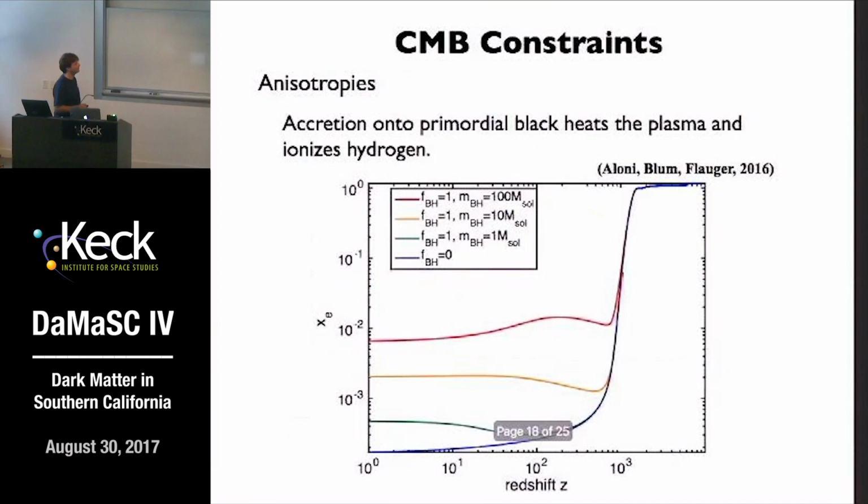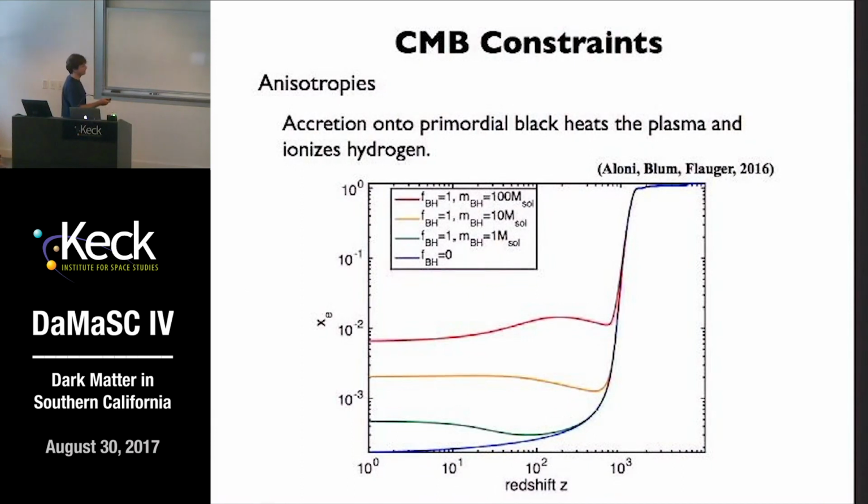But this is also not the only effect the primordial black holes have on the cosmic microwave background. So the accretion onto these primordial black holes, it also heats the plasma, ionizes hydrogen. It really changes the ionization history of the universe. So you have a much larger floor of free electrons around if you have these primordial black holes. So here the plot is showing the free electron fraction as a function of redshift for different models. So this is the standard scenario where you have no primordial black holes, shown in blue.